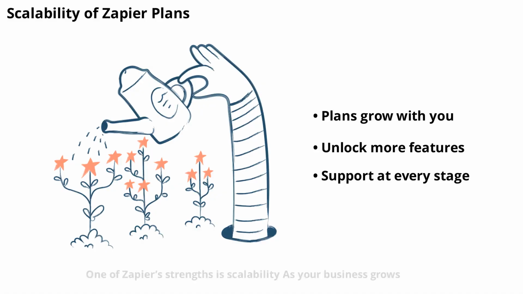One of Zapier's strengths is scalability. As your business grows, you can move from Basic to Pro to Enterprise, unlocking more features and higher limits as needed. This ensures your automation platform grows with you, supporting your business at every stage.